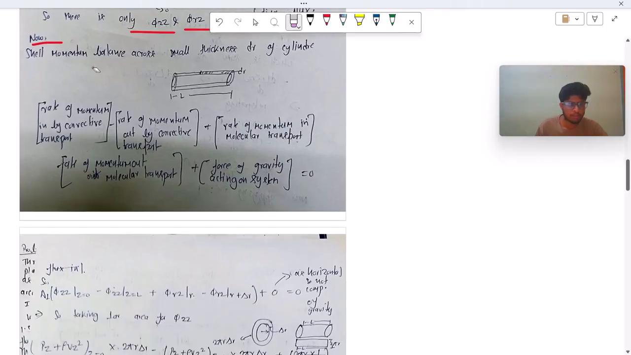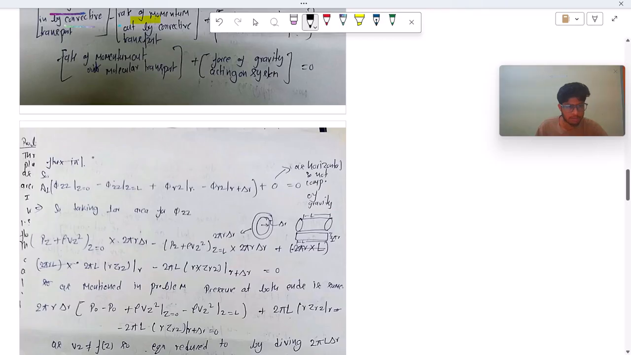So first of all, we write the shell momentum balance. It is: rate of momentum in by convective transport, minus rate of momentum out by convective transport, plus rate of momentum in by molecular transport, minus rate of momentum out by molecular transport, plus force of gravity acting on the system, equal to 0. This is our shell momentum balance.